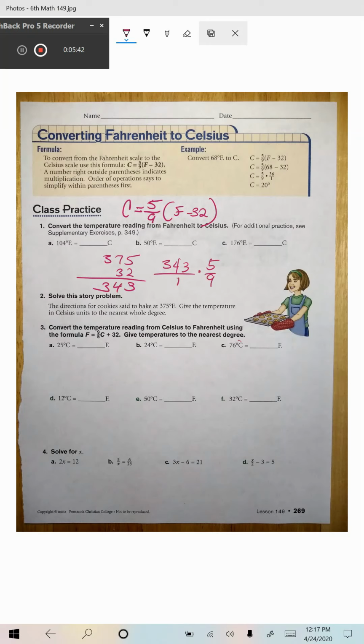And there's a reason why they said rounding it to the nearest degree, because it's not going to come out even. 9 does not go into 343 because if you add up those digits, you get 10. But I'm going to go down here at the bottom and what I'm going to do is 343 times 5 first. If I can write my numbers correctly.